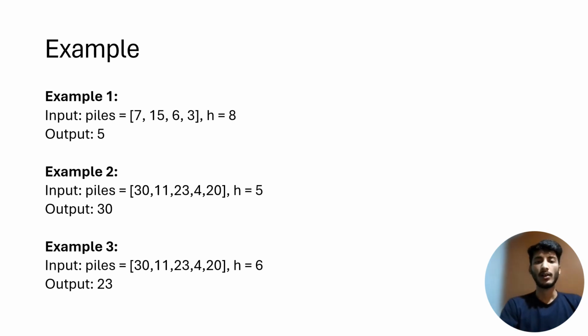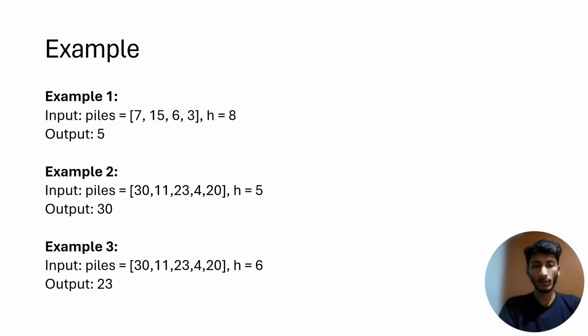Don't just equate 30 with that she has to eat 30 each hour. I mean, 30 is the minimum number of bananas to finish it within h hours. That does not mean she has to constantly eat 30. She can even eat less than 30 if 30 bananas are not available in a pile. But 30 is the threshold. She cannot eat more than that. She can eat less than that, but not more than that.